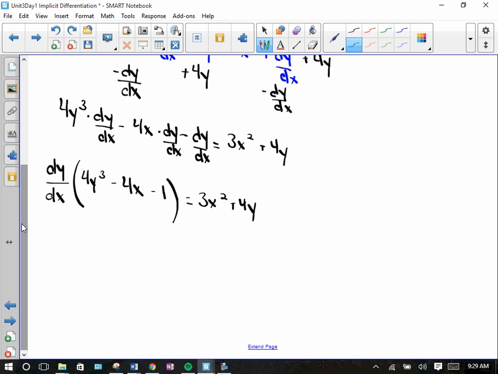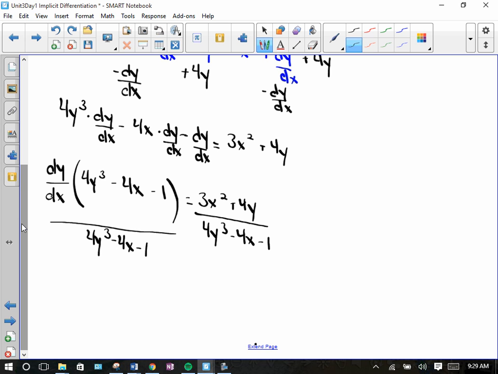Okay, so I'm going to get dy dx all by itself by dividing 4y cubed minus 4x minus 1 on both sides.